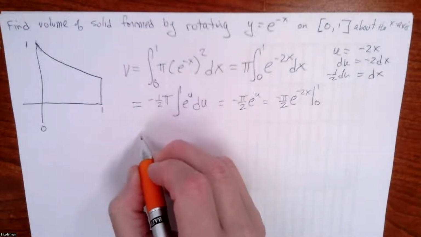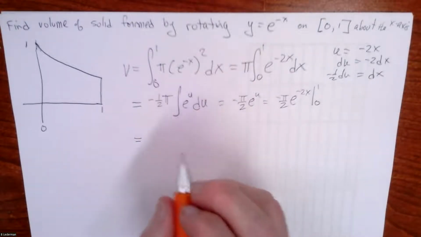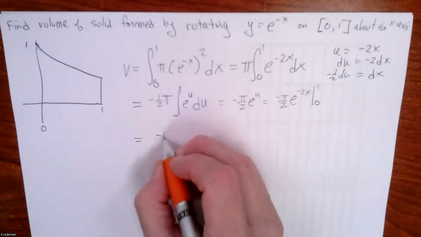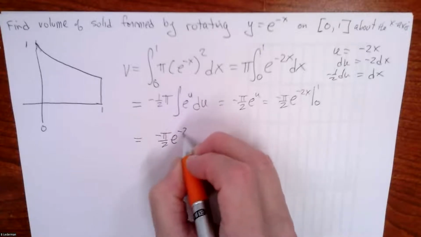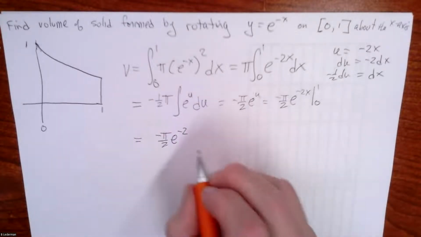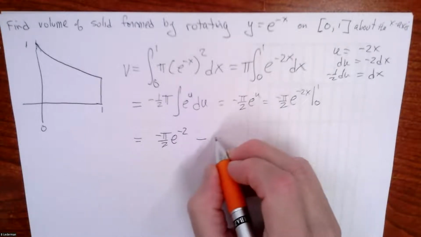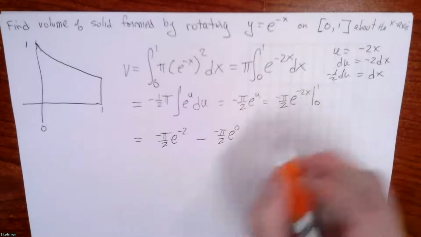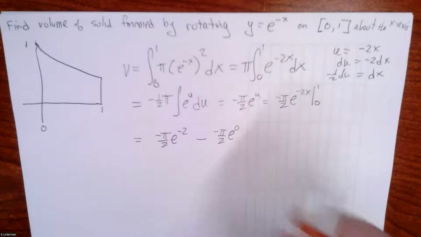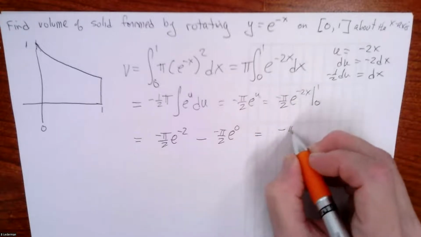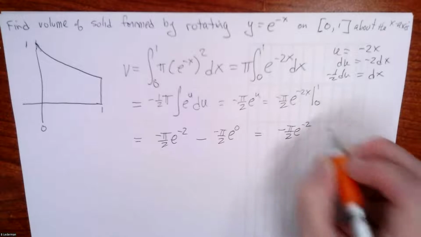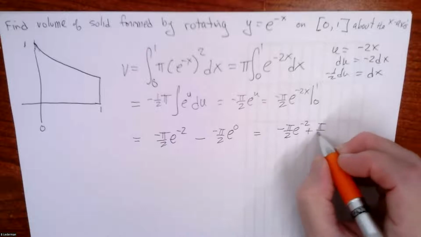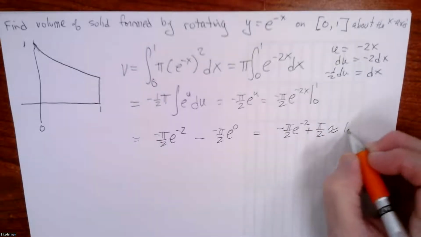And this is equal to, let's see, first I'm going to plug in 1, then I'm going to plug in 0. Negative pi over 2 times e to the negative 2, because it's negative 2 times 1, minus negative pi over 2 times e to the 0, because when x is 0, it's e to the 0. Now, e to the 0 is just 1. So this all equals negative pi over 2 times e to the negative 2, plus, because minus a negative, plus pi over 2. And this is approximately 1.3.